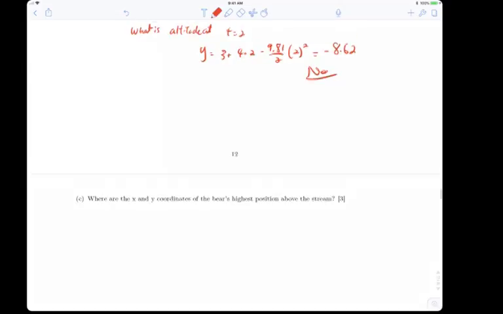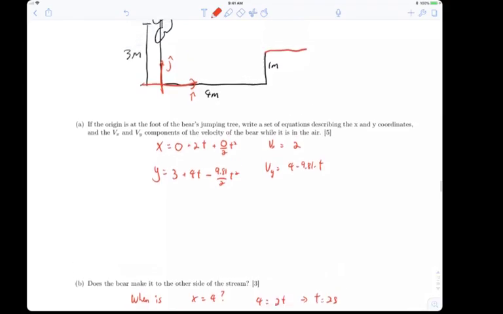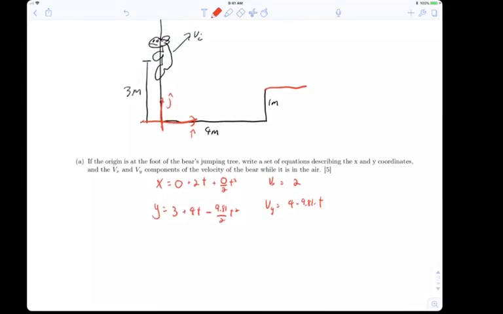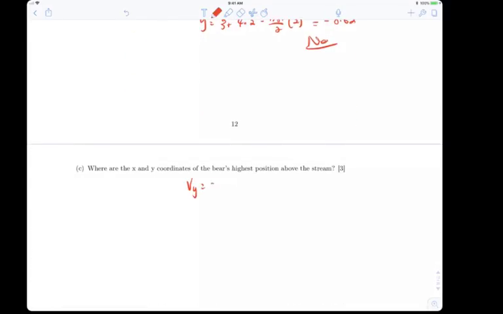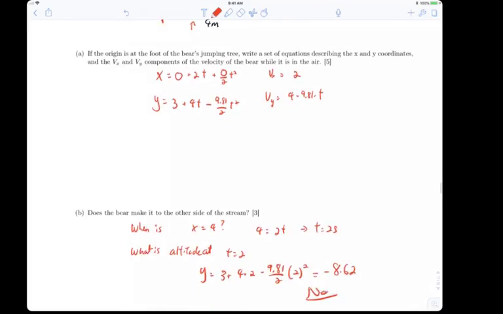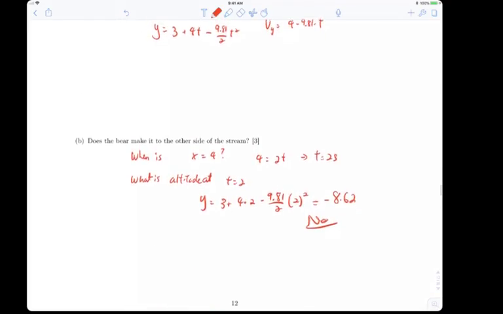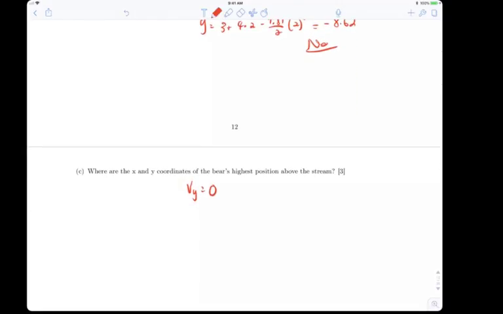Where's his highest position above the stream? Okay, so his highest position is when Vy is equal to 0. Not going up, not going down. Stopped going up, started going down. 4 minus 9.81 t equals 0, so that is at time t equal to 0.407 seconds.